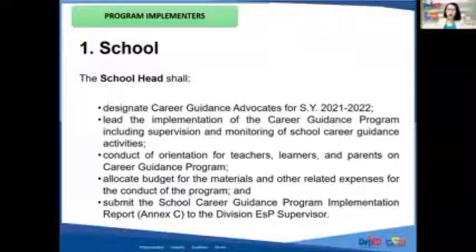Lead the implementation of the career guidance program, including supervision and monitoring of school career guidance activities. Conduct of orientation for teachers, learners, and parents on career guidance program. Allocate budget for the materials and other related expenses for the conduct of the program, and submit the school career guidance program implementation report, Annex C, to the division supervisor. Okay?